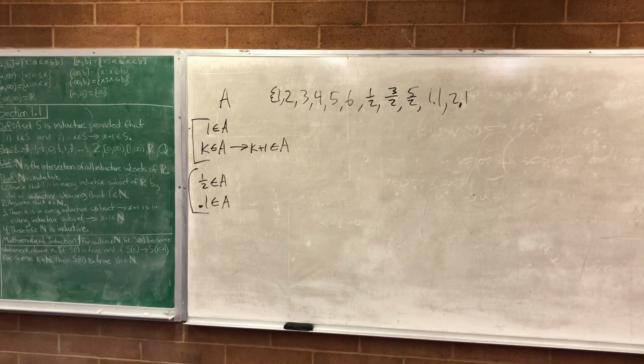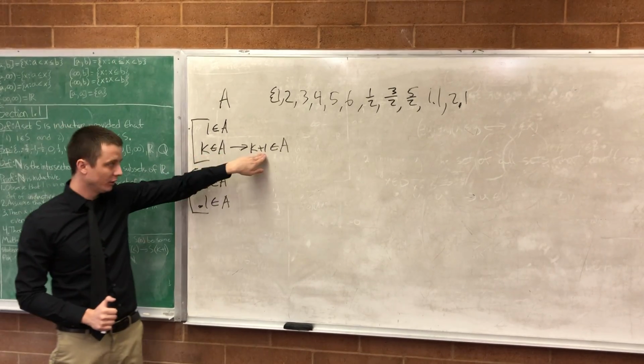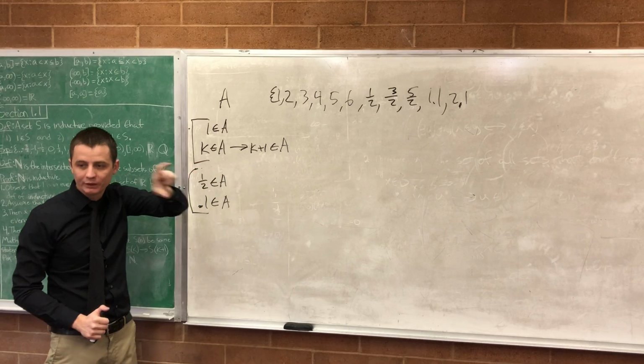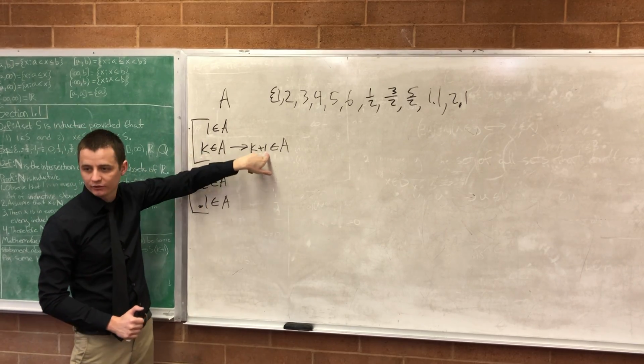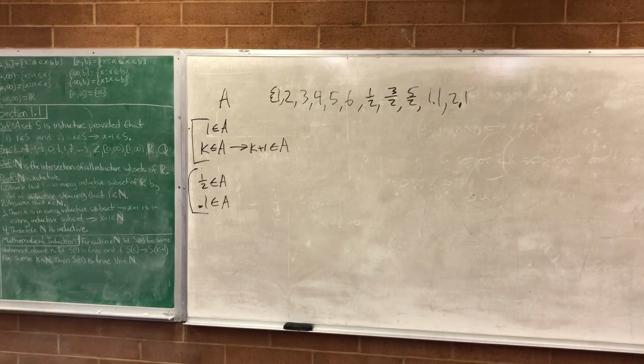So am I right? An inductive set must carry on forever in the right direction, like to infinity, but it doesn't have to in the left direction. Correct. It can't have the biggest element in there, because if k is in there, k plus 1 has to be in there. So assume that k was the biggest element in there, well, then k plus 1 also has to be in there, showing that it can't have the biggest element. Okay, so there's infinitely many inductive subsets of the real numbers.